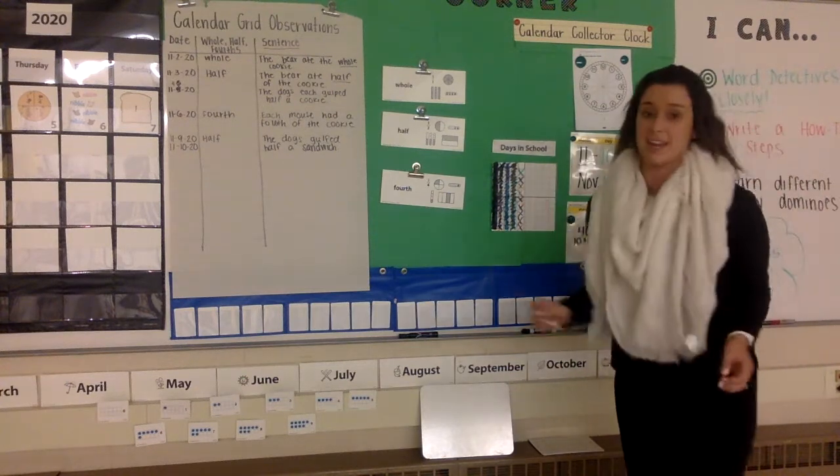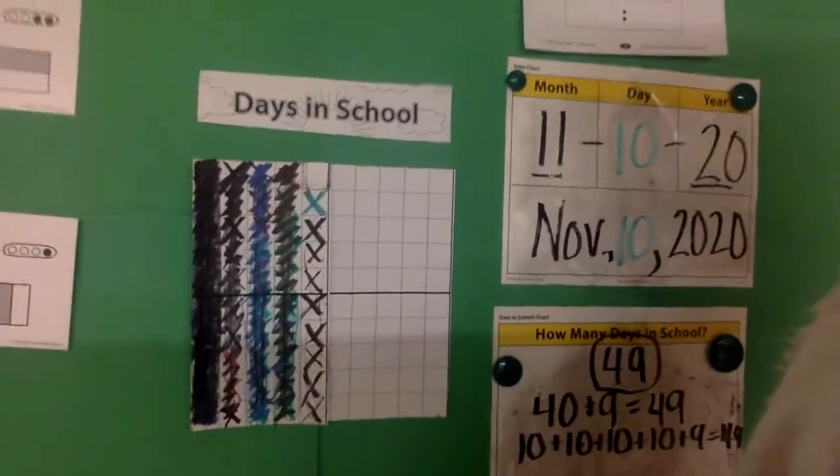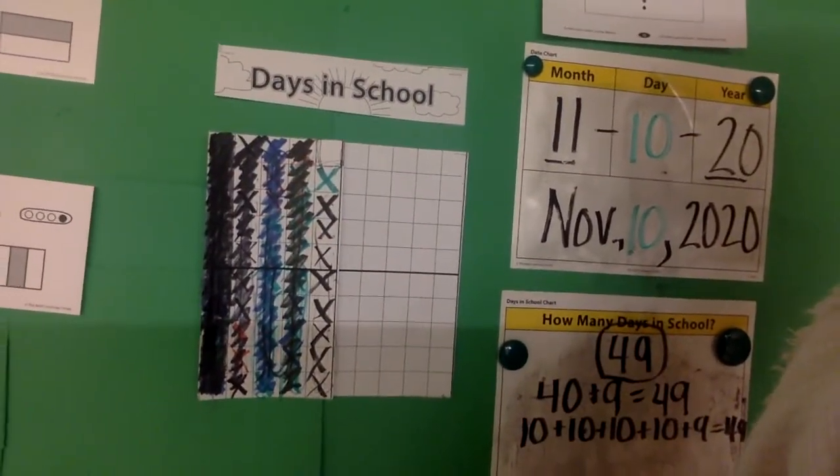You can easily see that on our chart. I'm going to bring it a little bit closer. So if we would add one more x, how many days in school would that be? It would be 50. Good job.